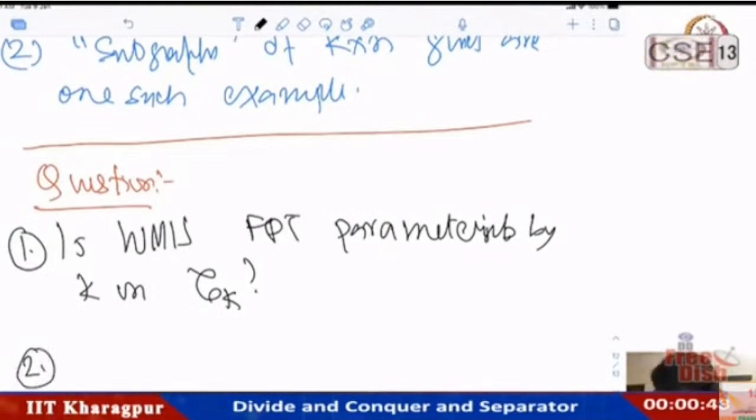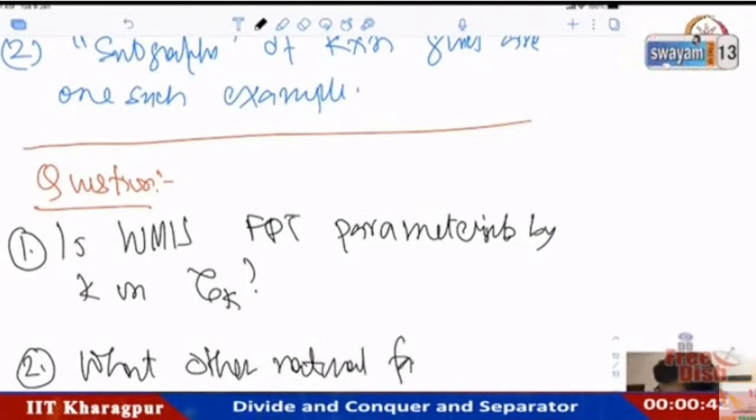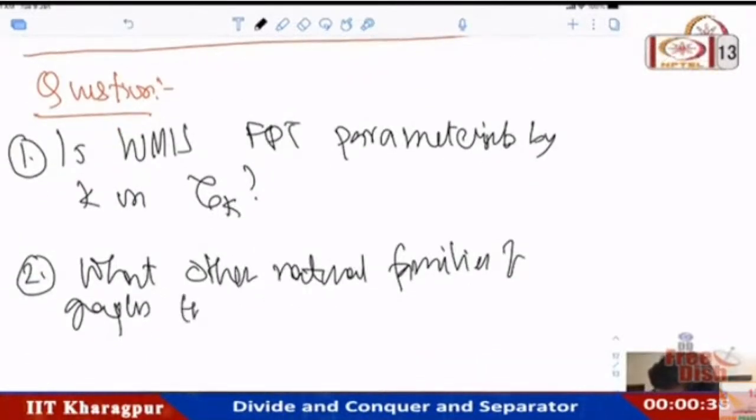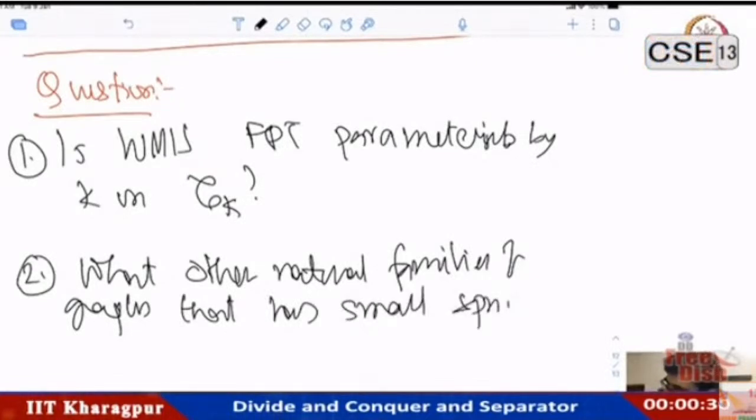Second, what other natural families of graphs have small separation number, small SPN? For example, maybe trees. Okay.